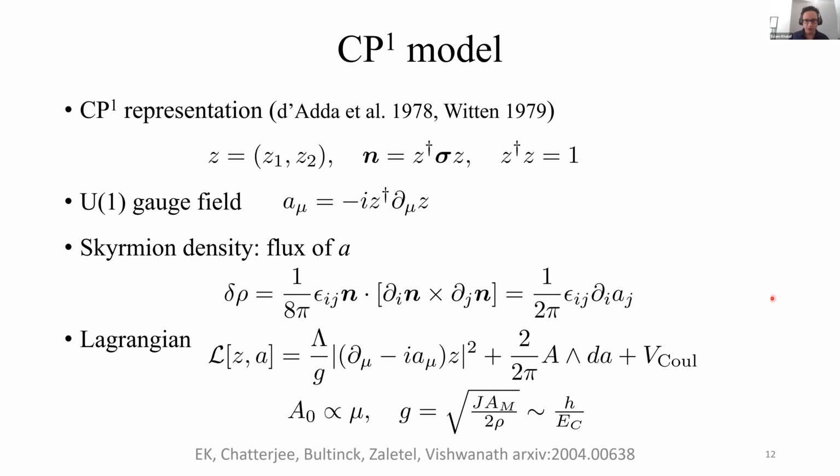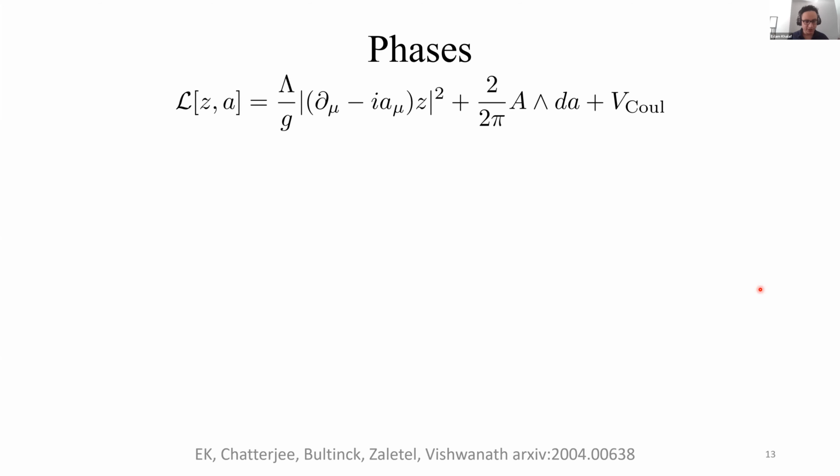So let's now try to understand the different phases of this theory. So again, I'm writing the Lagrangian here. At small values of G, we expect this Z boson to be ordered. So we have some finite expectation value of Z. And since it's minimally coupled to A, this would Higgs A, and this term would not be very effective. So this is essentially the ordered phase. It's just a complicated way to express this phase where this n vector is ordered.